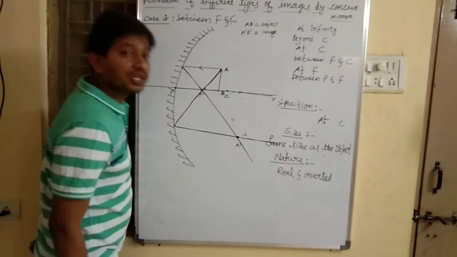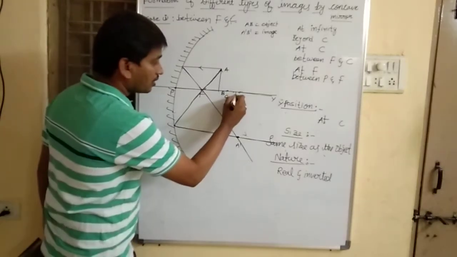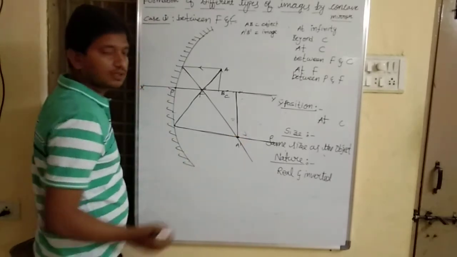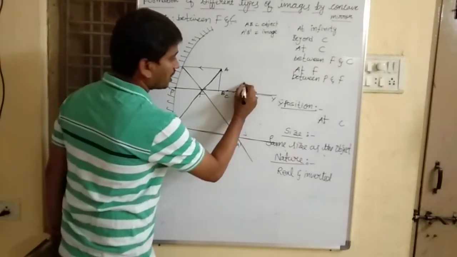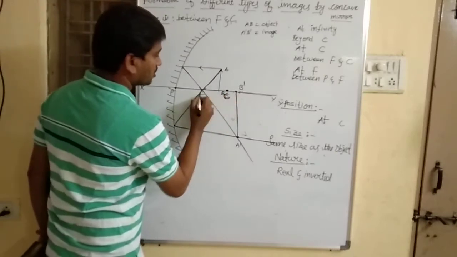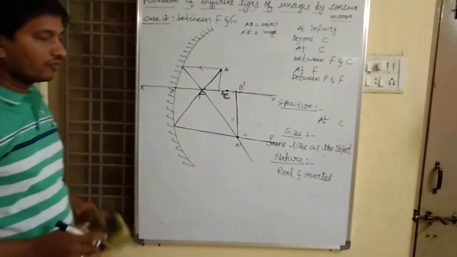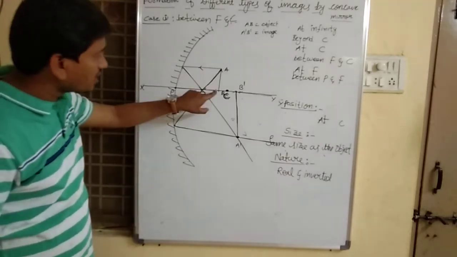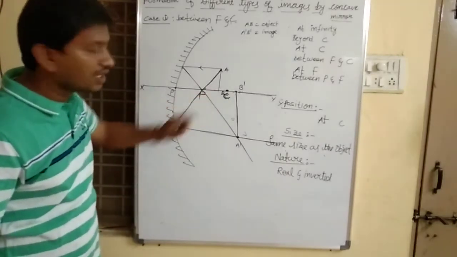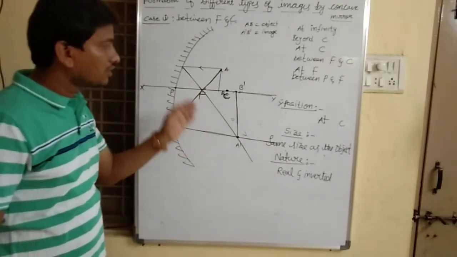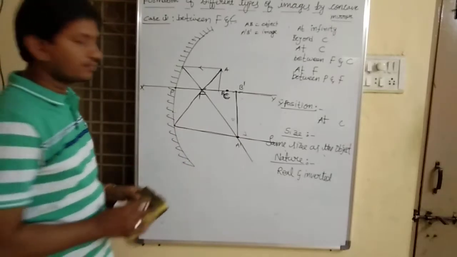To get the complete image, I have to draw a perpendicular to the principal axis. This is my point B dash. This is our center of curvature. This is our focus. Where did we get the image? You can observe here, when we place an object between F and C, between focus and center of curvature, we get the image beyond the center of curvature.